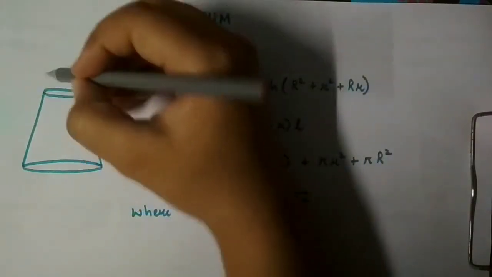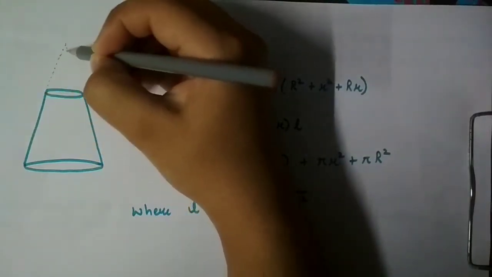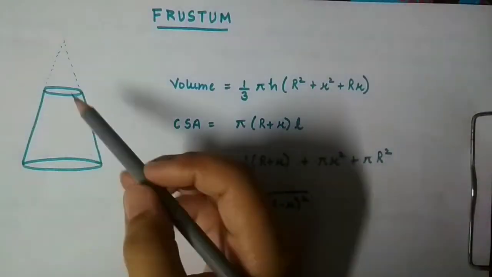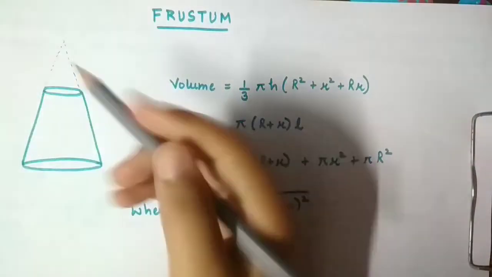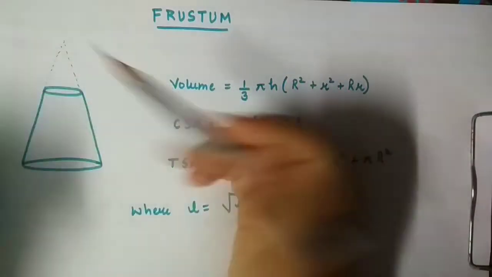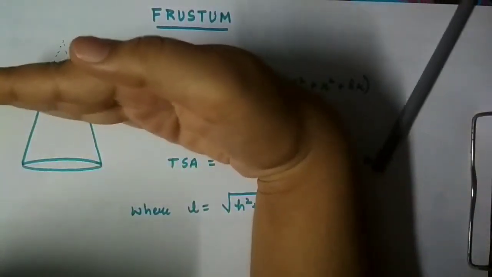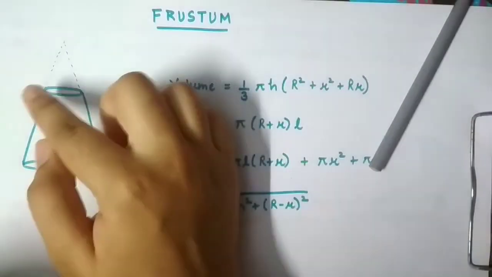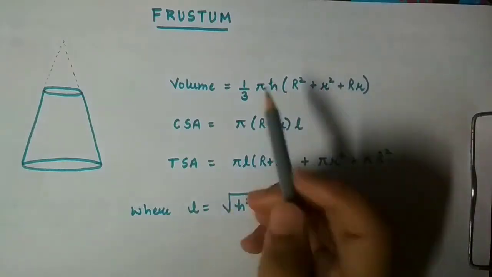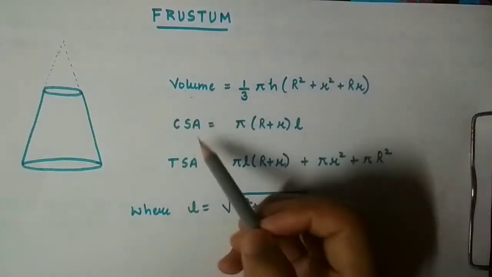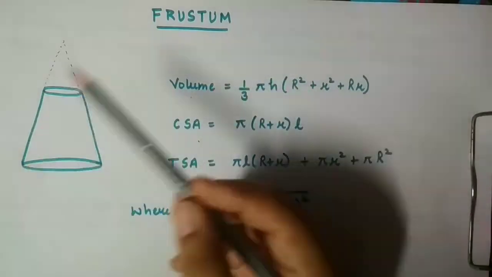So for example, if this is a frustum, then you can extend and it will become a cone. So if this is a cone and you cut a plane parallel to its base, means if you place a plane here parallel to its base, then you will get a frustum. So you have to learn the formulae of volume, CSA and TSA of frustum, and these formulae are derived from the formula of cone only.